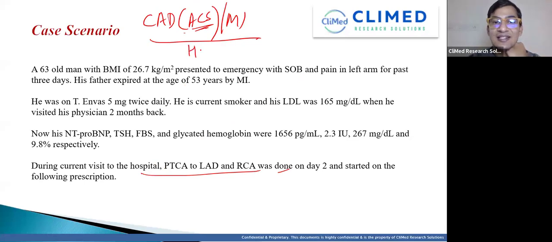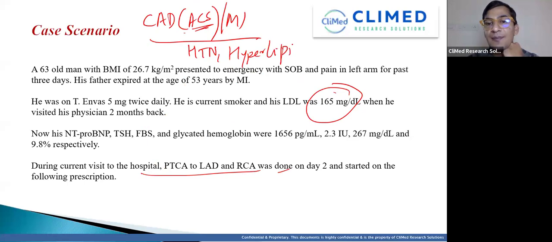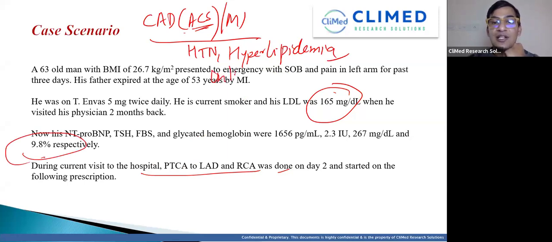And then the second thing is hypertension. Patient is on enalapril already. Patient's LDL is 165. So what else is there? Hyperlipidemia. You forgot it. Someone has actually written hyperlipidemia. Then what else, guys? Glycated HB 9.8, uncontrolled diabetes, uncontrolled DM. Okay, and if you note one more thing, NT-proBNP is 1656.